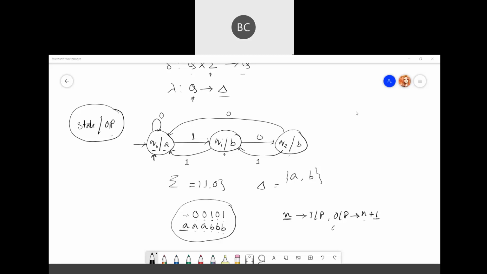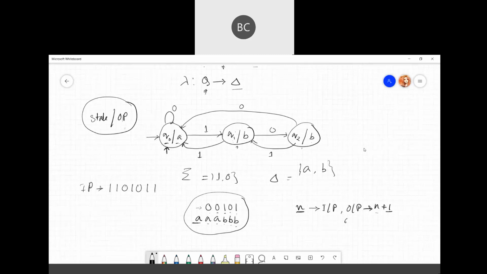Moore machine. Do you want me to repeat again? Okay, let's take another input string. Let's take 1 1 0 1 0 1 1. Okay, so let's see what happens now. So our input is this one. Initially you are at Q naught. So for this Q naught, there will be an extra A, because for Q naught the output is A.